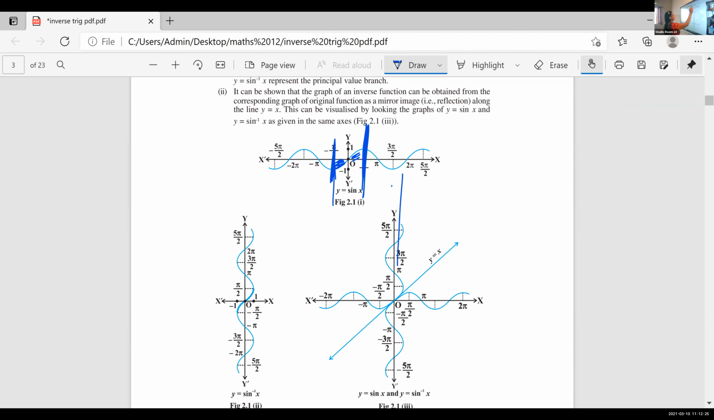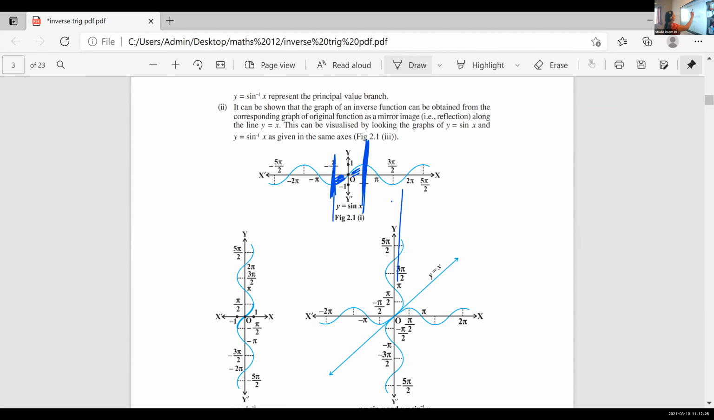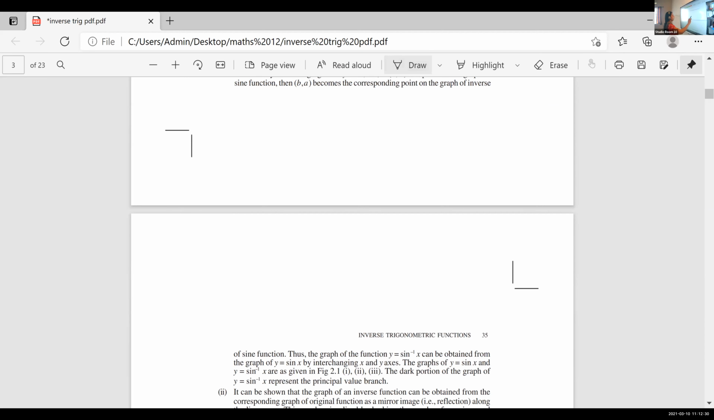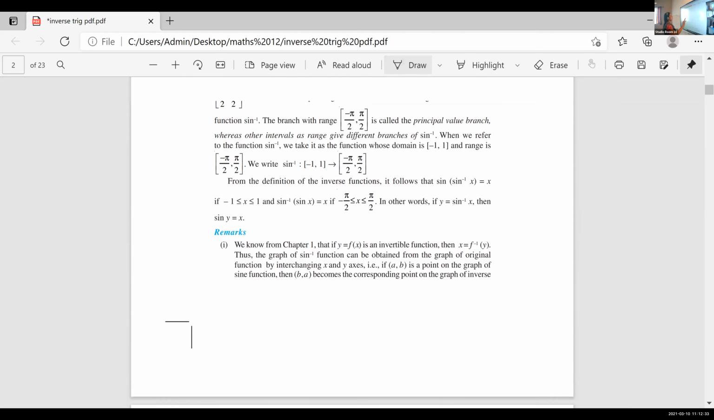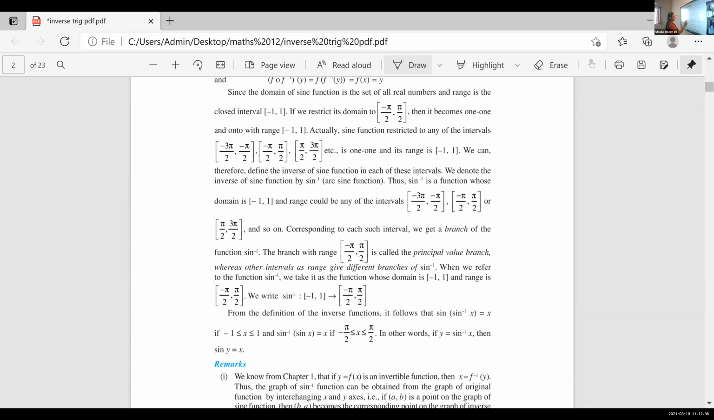Underline that in your textbook, it is given there. The branch with the range minus pi by 2 to plus pi by 2 is called the principal value branch, whereas other intervals as range give different branches of sine inverse. This is the main branch, that's what we call the principal value branch. Other intervals can also be taken as branches, but the main branch is from minus pi by 2 to plus pi by 2.